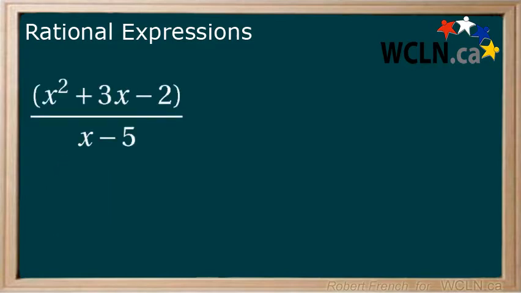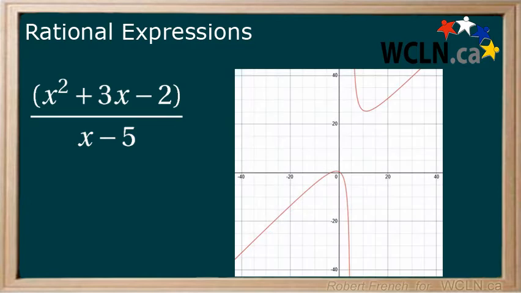Consider the following rational expression. There is both a polynomial in the numerator and the denominator. To help visualize this, here is a graph of this rational expression. Don't worry about the details. At this point, this is simply so you have a visual of this expression.